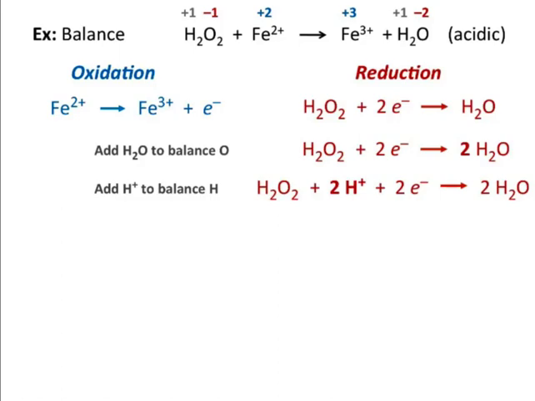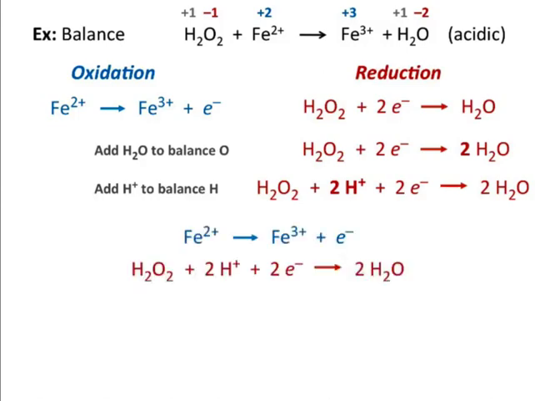In acidic solution, you can just add H+, and so now we do this. There's a total of 4 hydrogens on both sides, so that's great. And we've now balanced the reduction half reaction. Now we can put them together and then realize, we only have 1 electron in the oxidation half reaction, but we have 2 in the reduction. So we need to multiply the oxidation half reaction by 2 to make this match.